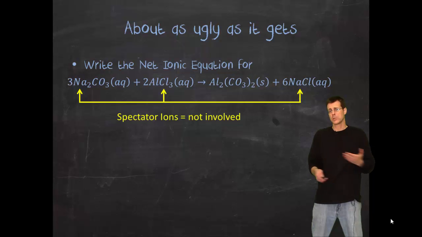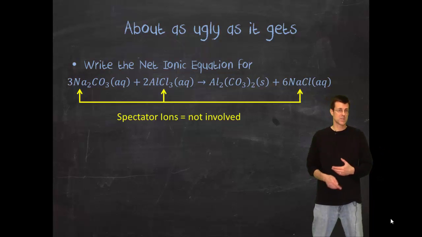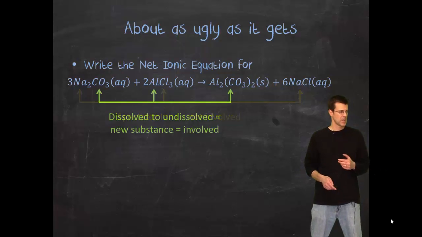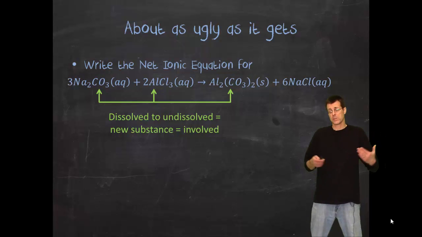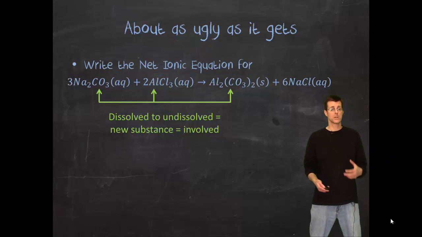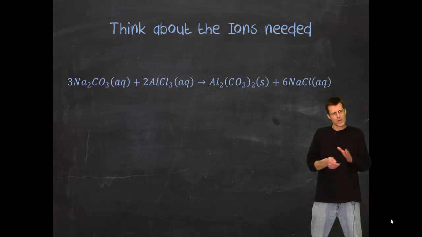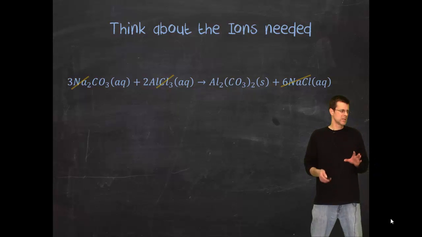Now of course, because it's double displacement, who they're paired up with, or what they're paired up with I should say, changes, but the fact of the matter is sodium starts out as aqueous, it finishes as aqueous. Chloride starts and finishes as aqueous. So those are spectator ions. The things that are actually changing their configuration, their state, going from an aqueous to a solid, is the carbonate and the aluminum.